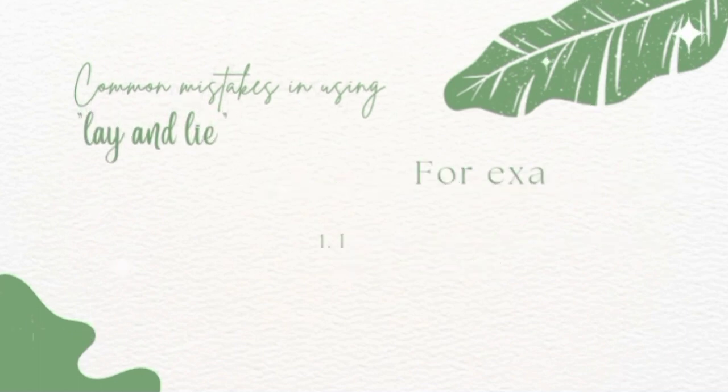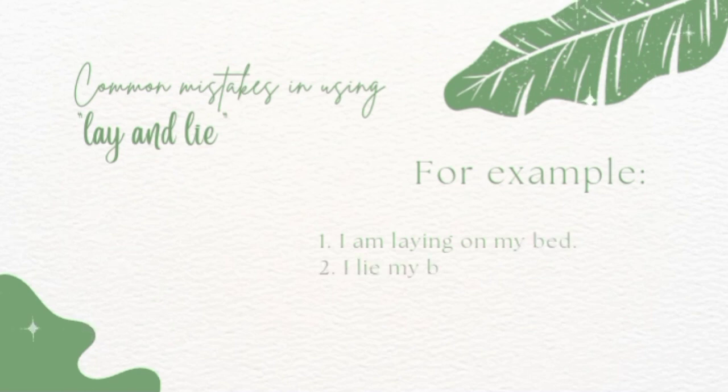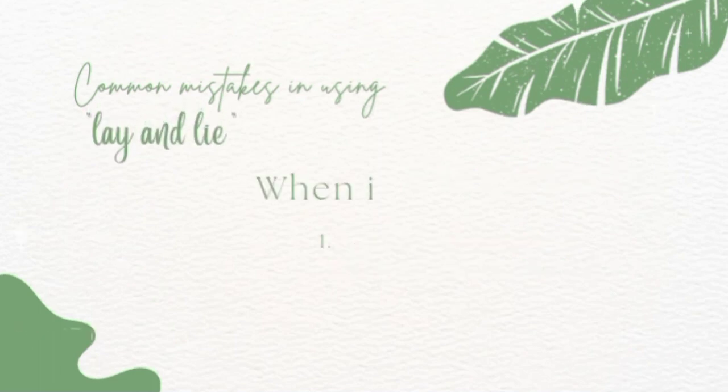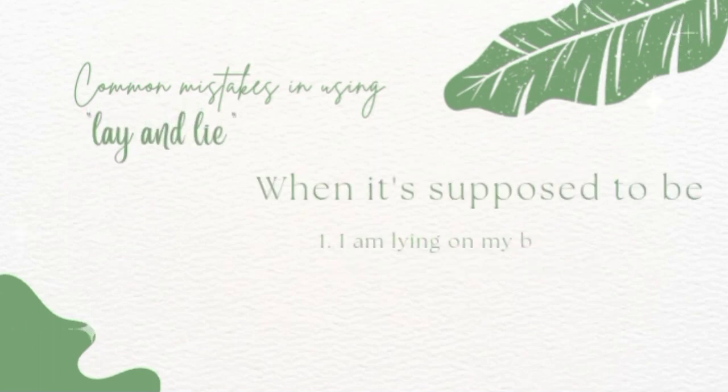Next common mistake is the use of the words lay and lie. For example, number 1, I am laying on my bed. Number 2, I lie my book on the table. When it's supposed to be, I am lying on my bed and I lay my book on the table. It is because lay describes the action of placing something flat, while lie describes the status of something resting flat.